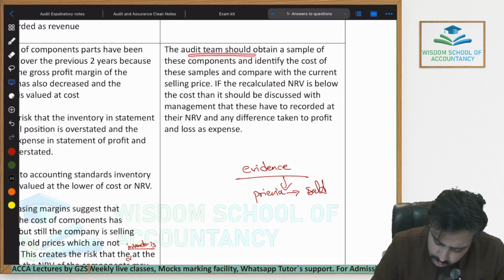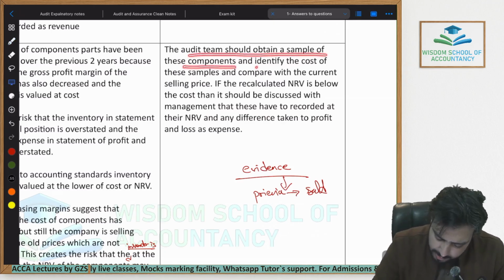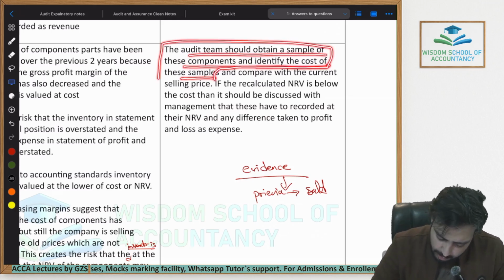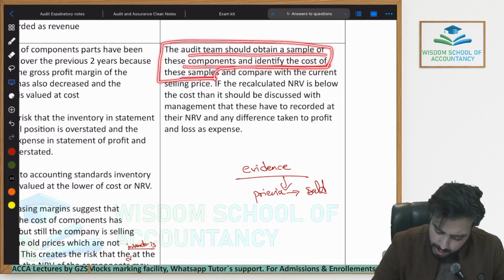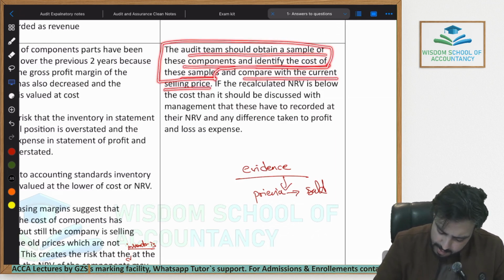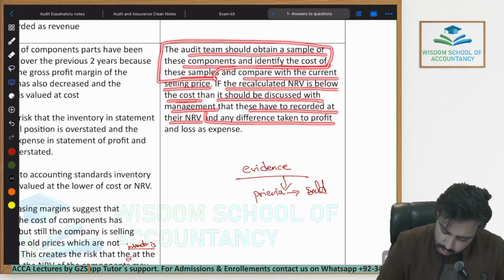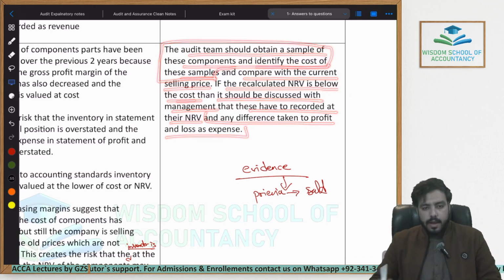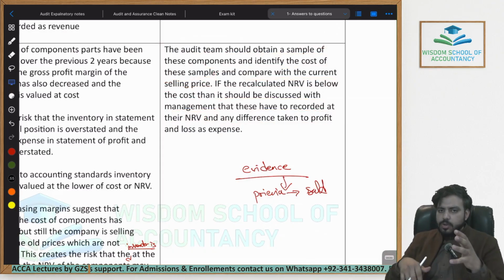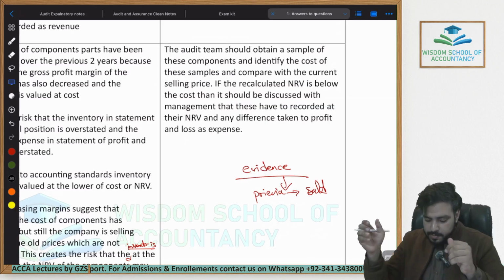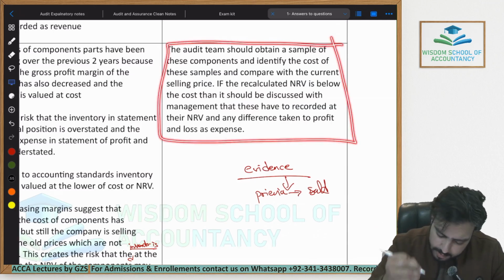The audit team should obtain a sample of these components and identify the cost of these samples. First of all, you have to identify what these items are recorded at now and compare with the current selling price. If the recalculated NRV is below the cost, then it should be discussed with management that these items have to be recorded at their NRV and any differences taken to the profit and loss. So if there is a difference between NRV and the cost, you will have to record it as an expense within the statement of profit and loss. So this is the appropriate response in this case.